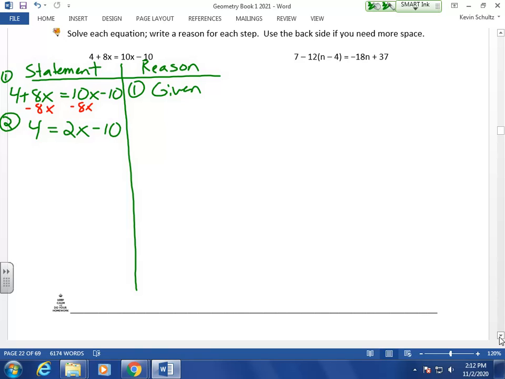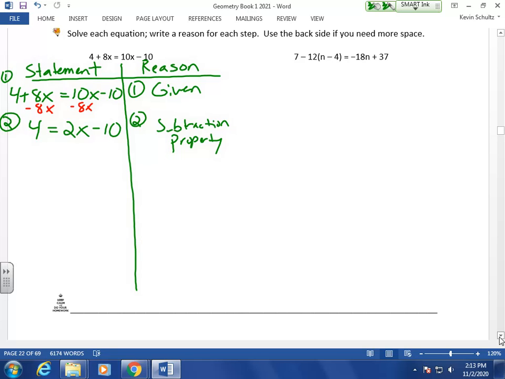And the reason why we did it is because of the subtraction property. The subtraction property tells us that we can subtract the same thing from both sides. That minus 8x is us subtracting the same thing from both sides, and it's okay, right? The value of each side of the equation is not going to change. The numbers do, but the value doesn't.